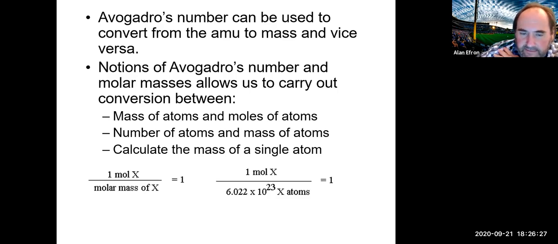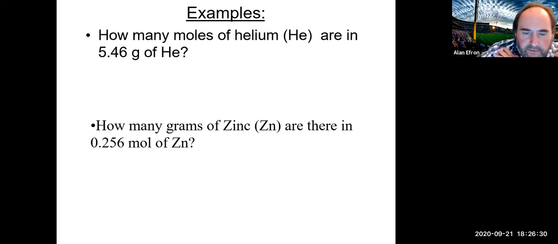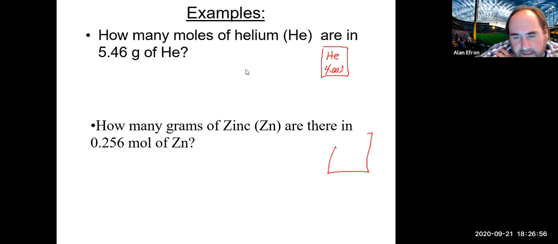All right, so I think we might have some examples here. Yep. So why don't you try these 2 examples? First off, how many moles of helium are there in 5.46 grams of helium? And how many grams of zinc are there? In case you don't have a periodic table, I'll give you what these look like. So helium, if you look on the periodic table, we'll say 4.003 underneath it. And zinc, we'll say 65.39. All right, so see what you come up with. So looking for how many moles in the first one, how many grams in the second one, and see what you get.